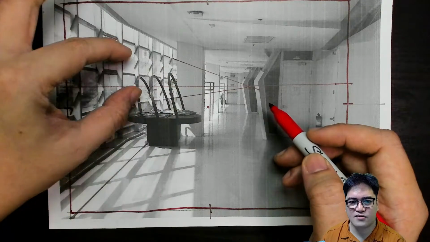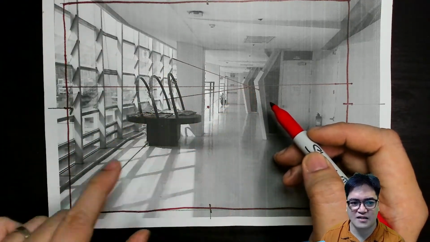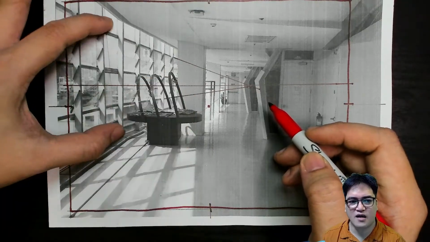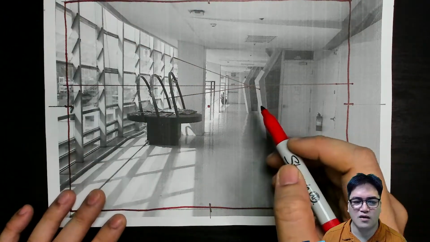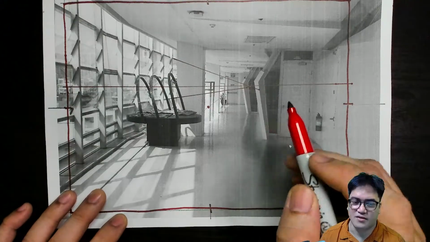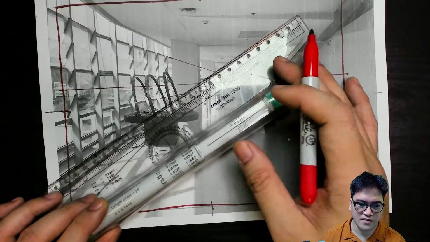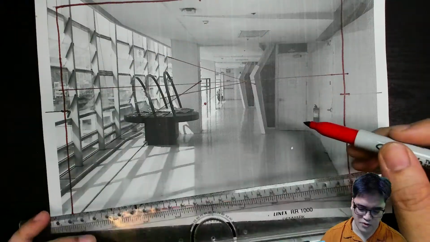This plane has a certain vanishing point, which is that. These planes, however, are different from this plane, and they would converge into a different vanishing point. Let's try to identify that. Okay, I'm going to take the lower frames, align them with my ruler, and project.